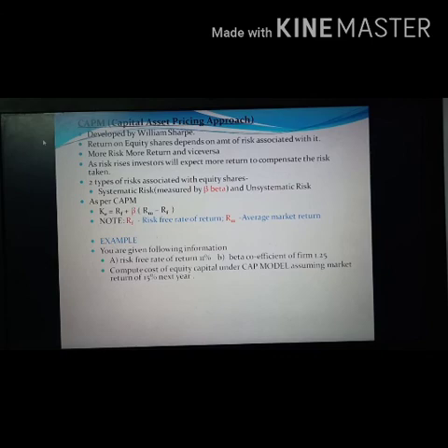Next we can move on to the very important part, that is CAPM, the capital asset pricing approach. This is an approach which is used to calculate the cost of equity share capital, and it is related to the risk associated with the investment. This method was developed by William Sharpe, and the return on equity shares depends upon the amount of risk associated with it. William Sharpe gave much importance to the risk associated with investment. He says that whenever the risk increases, the return will also increase.